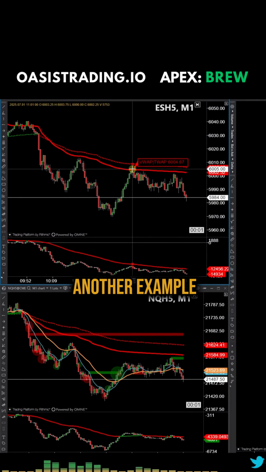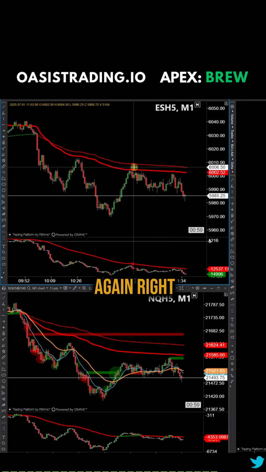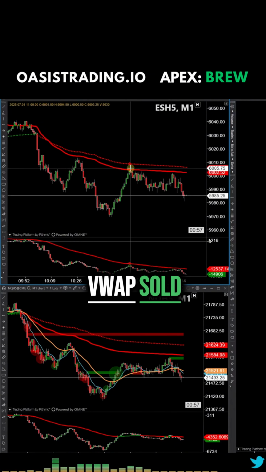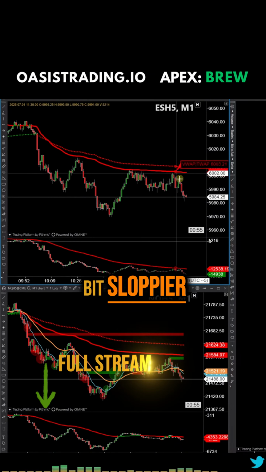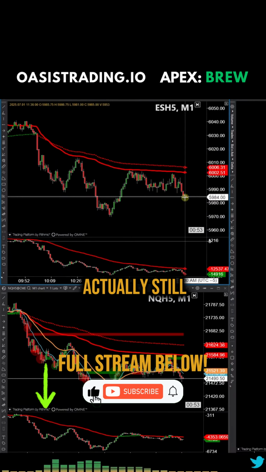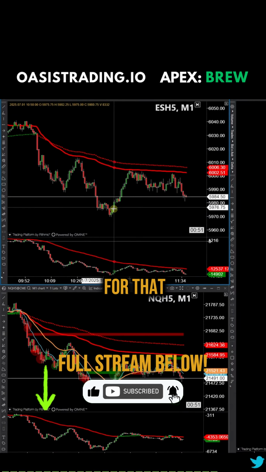And then you had another example. It happened again right here. Bounce into VWAP, sold VWAP. This one's a little bit sloppier, but it's actually still in play, still looking for that prior low.